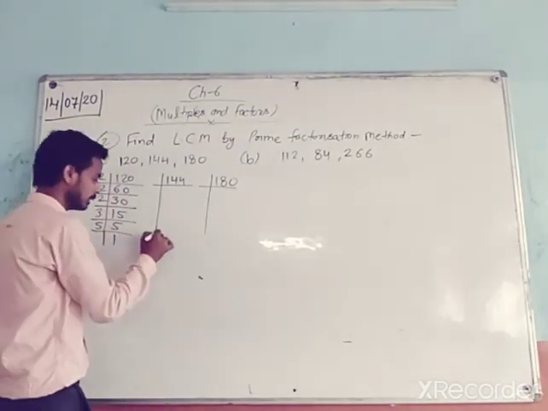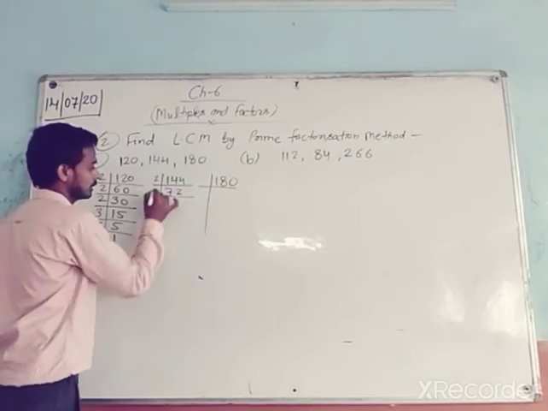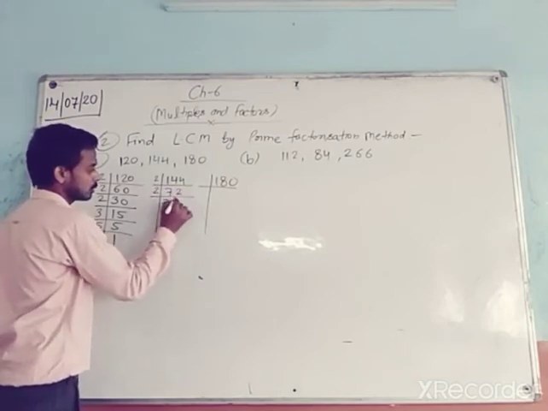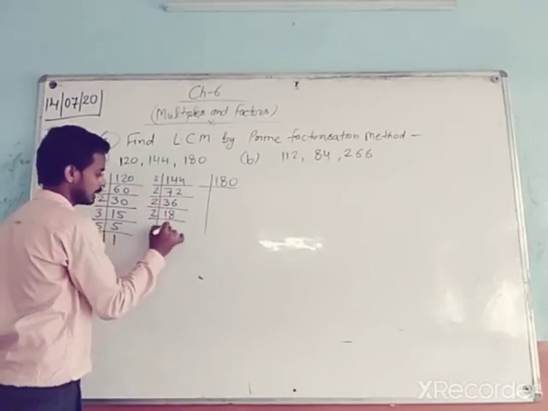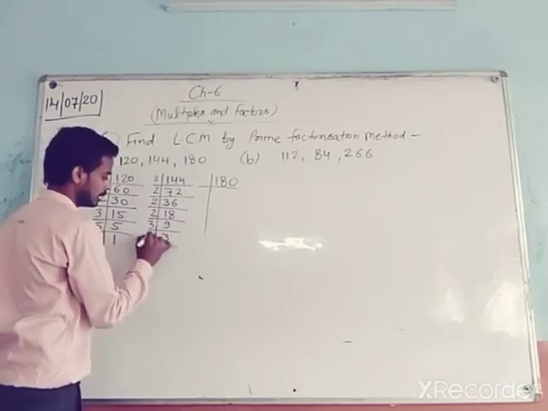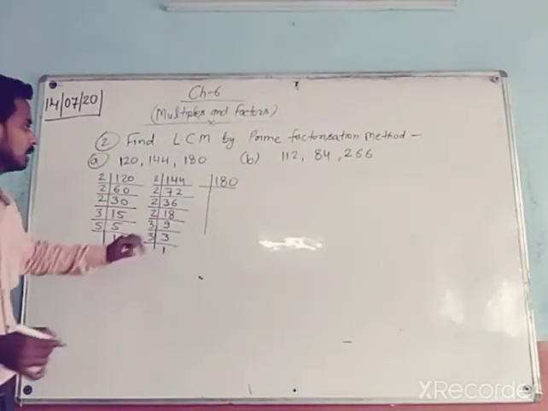Now, 144. 2 7s are 14, 2 2s are 4. Then 2 3s are 6, 2 6s are 12. 2 18s are 36, 2 9s are 18, 3 3s are 9, and 3 1s are 3. You know how to find this factor?